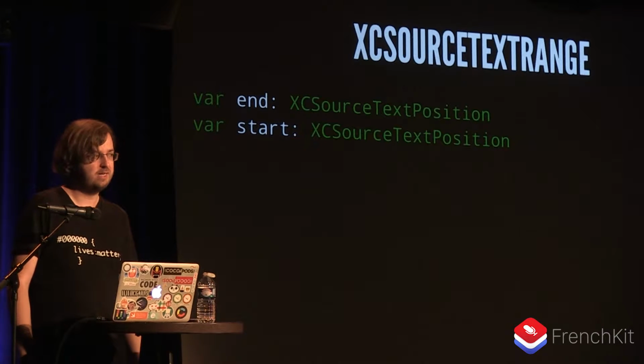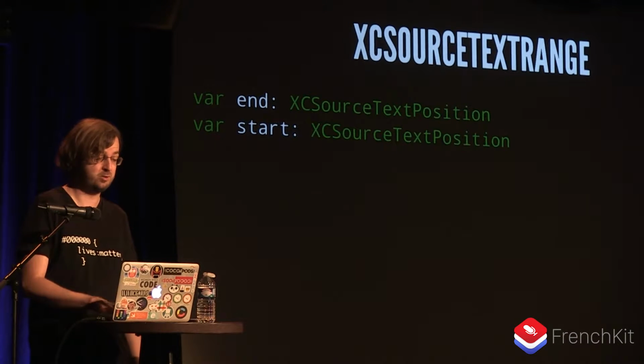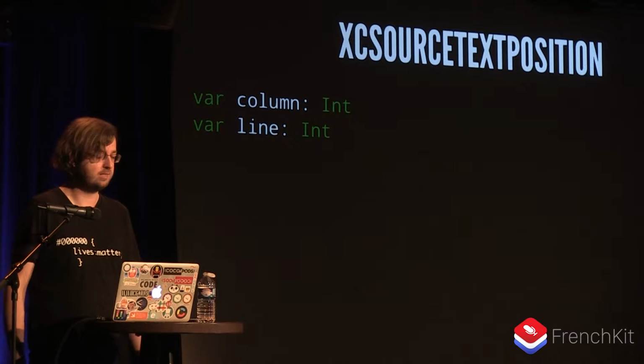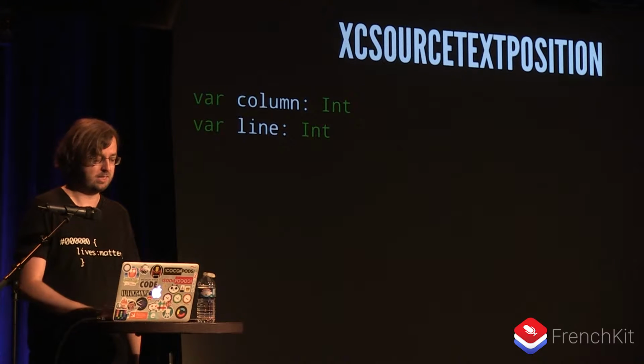XCSourceTextRange, that is the object you have in the selection array that we just saw. So each selection of the user is a source text range. It has a start and an end, which is an XCSourceTextPosition. And the position has a column and a line. So this is how the selections are represented. And also, if you want to set new selections, this is how you create them.